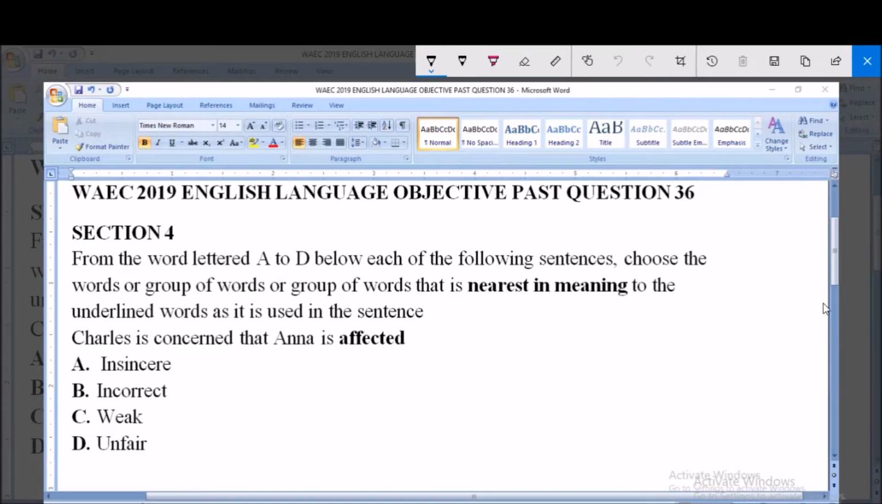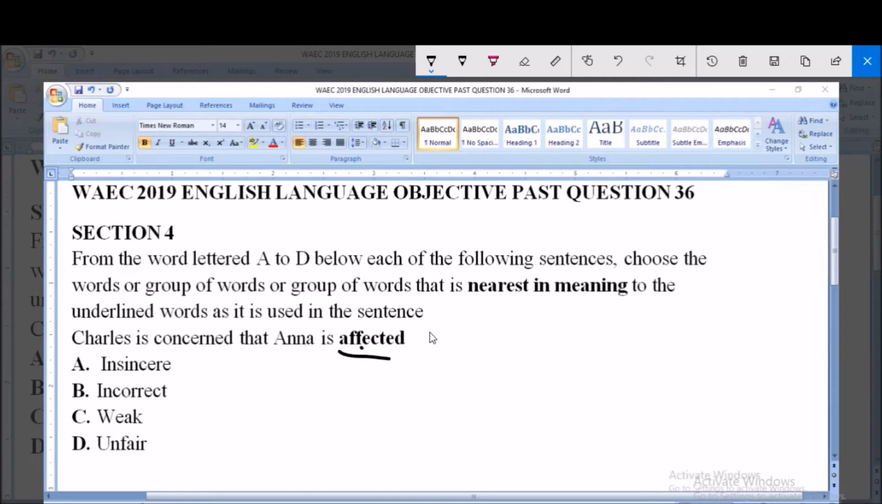Hello, I'm going to be answering WAEC 2019 English Language Objective Past Question 36 under Section 4. Now the instruction is: from the words lettered A to D below each of the following sentences, choose the words or group of words that is nearest in meaning to the underlined word as it is used in the sentence. So, Charles is concerned that Anna is affected. So the underlined word here is affected. So option A is insincere, B incorrect, C weak, D unfair.